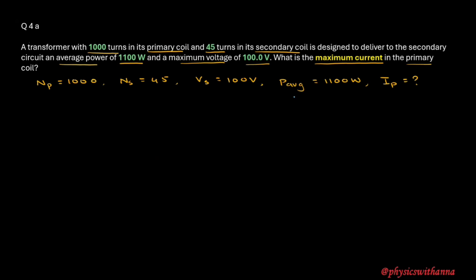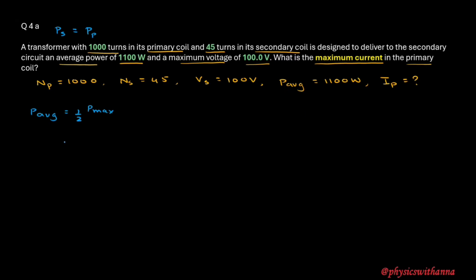Now, how do we get average power? Average power is half of the maximum power. And for a transformer, we know that power across secondary is equal to power across the primary circuit. So I can use the same expression for power to calculate the primary current. But how do we relate average power to primary maximum current?